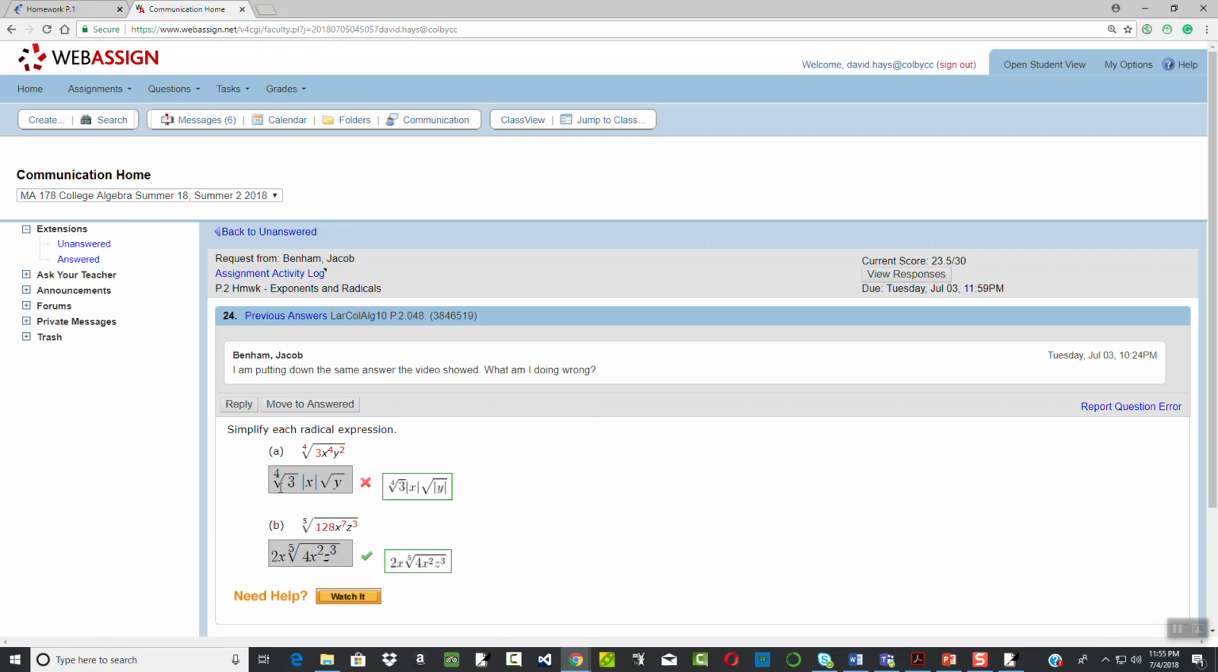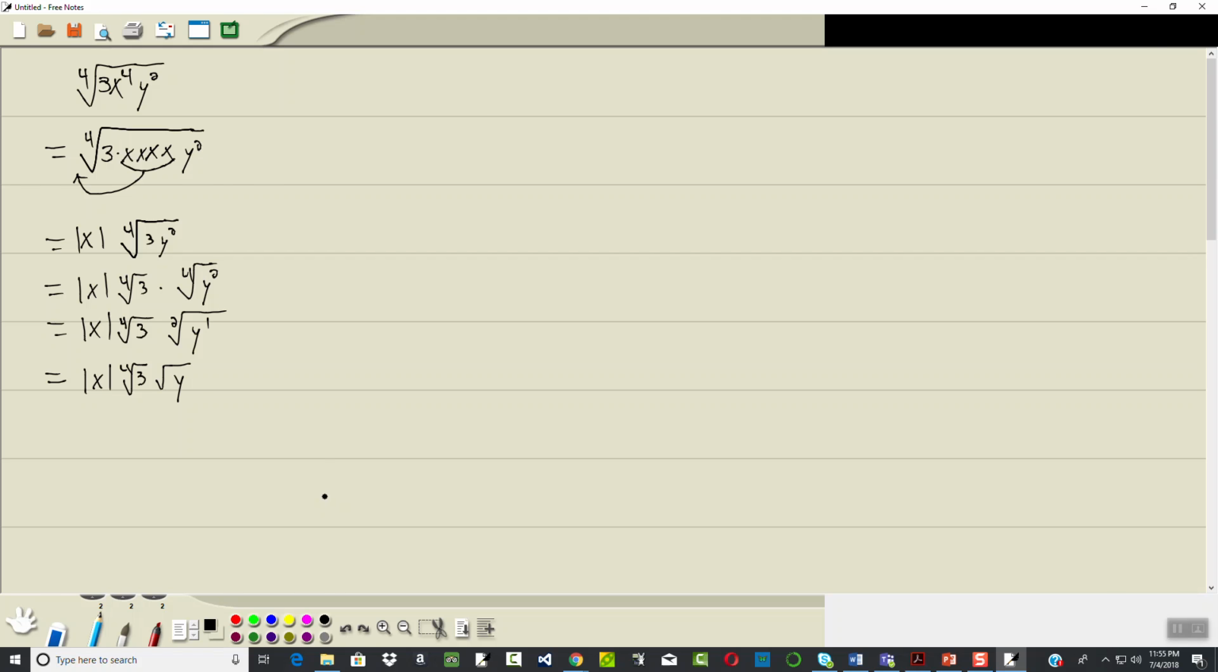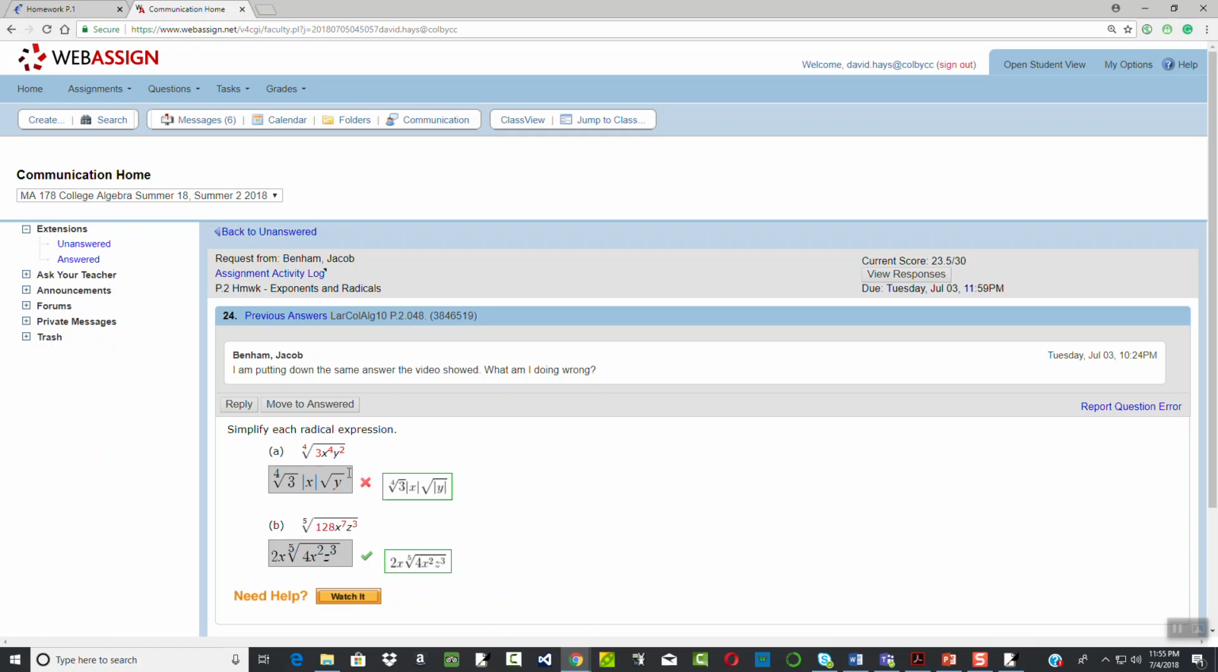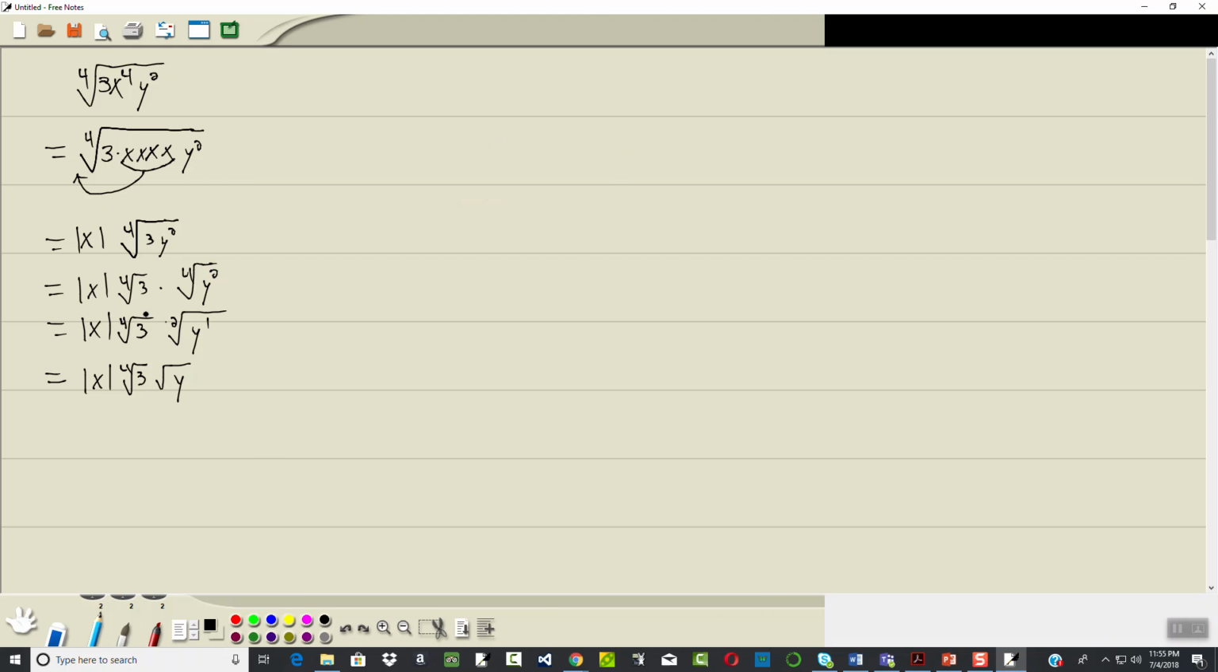Now, let's see, 4th root of 3, absolute value of x, and then the square root of y. And here they got absolute value bars around the y. Why they're doing that is because at this point, see how this is a squared? That means that y can be anything. It can be negative, it can be positive. But once we divide this, then you have to worry about, is this positive or negative? Up here, it's taken care of. And that's why they'll put the absolute value bars inside there.